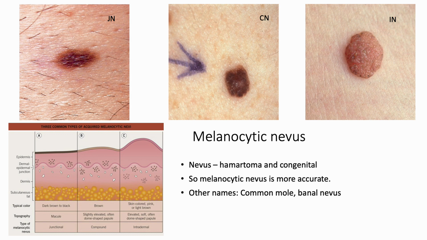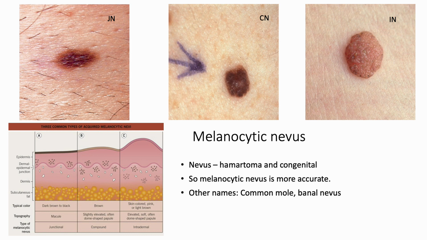And if the nevus starts going down, they have proliferation not only at the junction but going down into the dermis, but both components exist. Usually it is a brown, slightly elevated dome-shaped papule. Then we call it compound nevus, when we have both components.